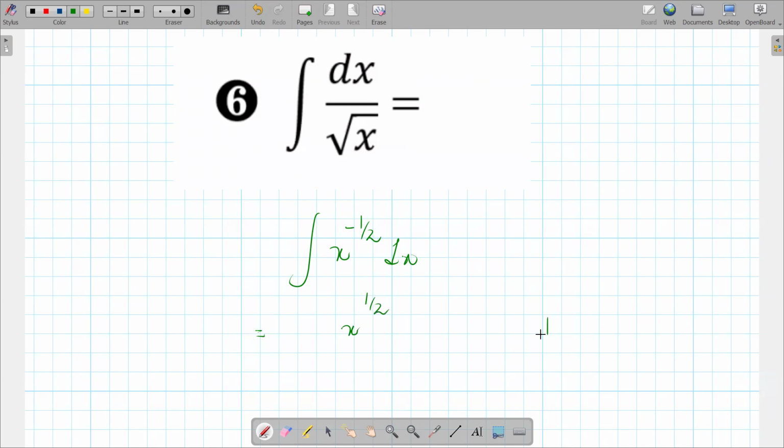So when you take the derivative, you would have gotten 1 over 2 x to the negative 1 over 2. But notice how there's no 1 over 2 up here. So what must we multiply this by to get rid of this 1 over 2? 2 over 1, or just 2, plus c, and that's going to be the final answer.